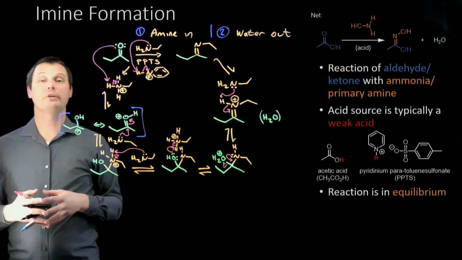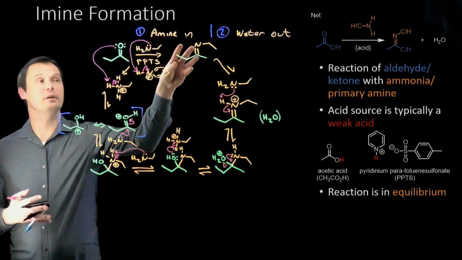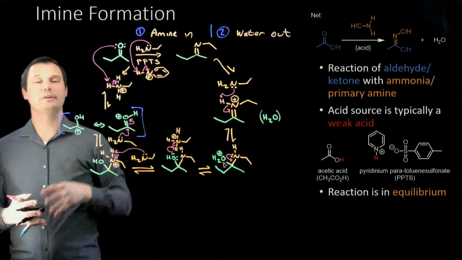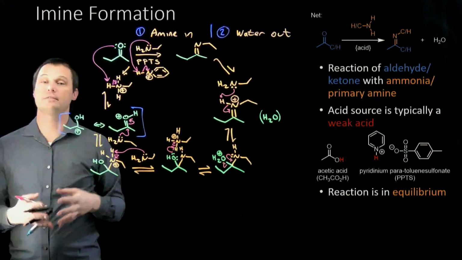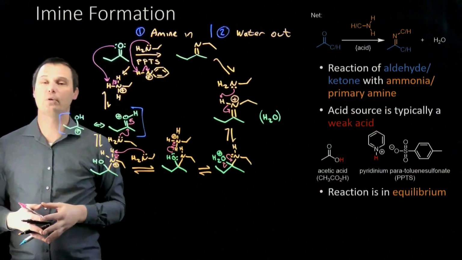The fact that it's in equilibrium tells us that we could also start with an imine and add acid and water to go back to the carbonyl. In that case, we would flood the system with excess water, driving the equilibrium back towards the original carbonyl.